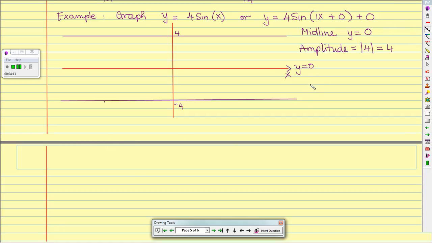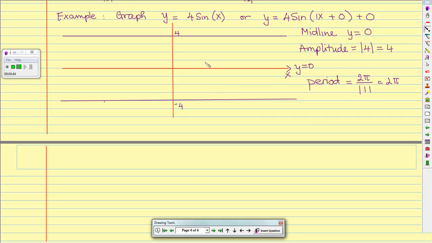Now we need to find the period. The formula is 2 pi divided by the absolute value of b. Now 2 pi is the same thing as 360 degrees, if you want to deal with degrees; in this case I'm going to deal with radians. So 2 pi divided by the absolute value of b, but your b is 1, so 2 pi divided by the absolute value of 1. So basically it's just 2 pi. So the period is 2 pi.